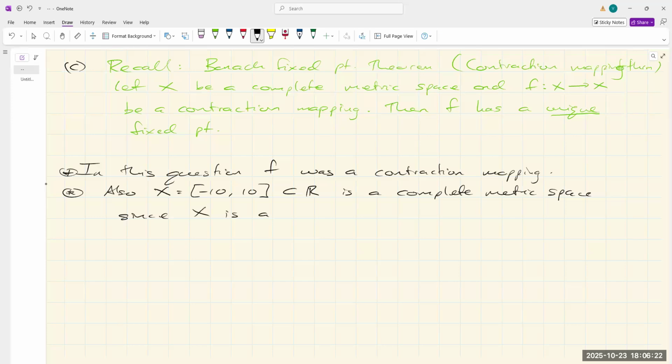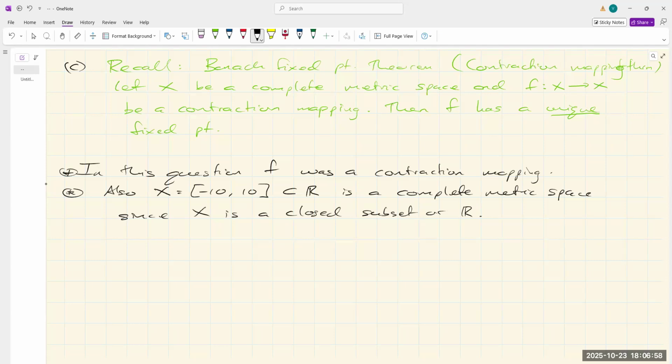Since X is a closed subset of R, and R is complete, it's actually a complete subspace, but it's still a metric space. R is a complete metric space, but the space we are working in is X. It's a subset of R, but since X is closed, any closed subset of a complete metric space is itself a complete metric space. So X was a complete metric space.